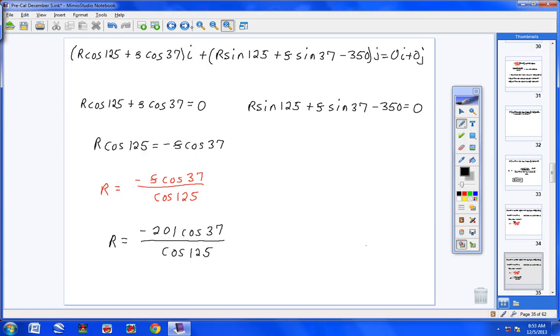Well, the answer is nothing is stopping me. So here's s, I put 201, so negative 201. And if you type that into your calculator correctly, you will get out 280. So there, we're done. You found the force of r.